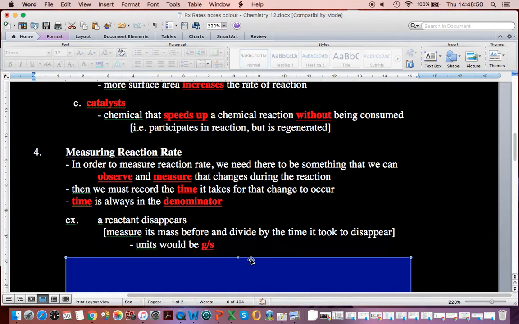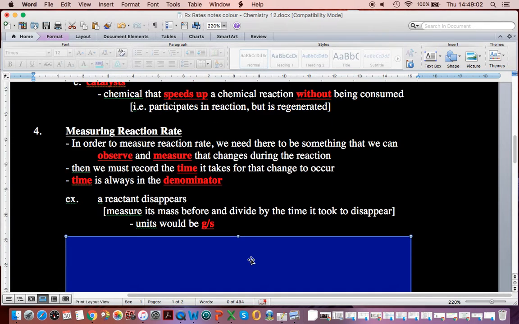So if we do a chemical reaction, for example, we put a piece of magnesium into hydrochloric acid, we could time how long it takes for all of that magnesium to disappear, and we could measure it in grams per second.